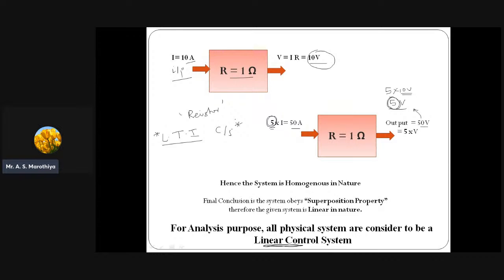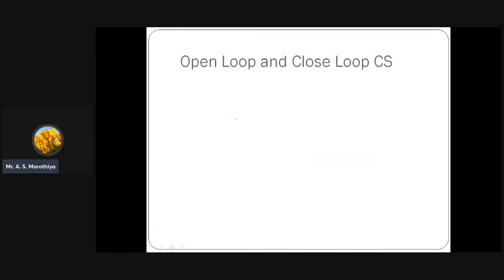In the next lecture, we are going to discuss the other classification of control systems, which is considered to be the most important classification of control systems, that is open loop control system and closed loop control system.